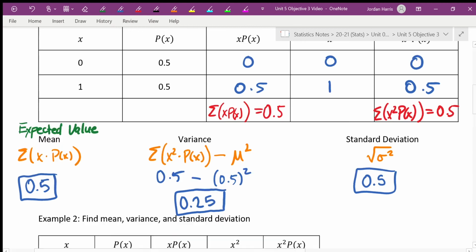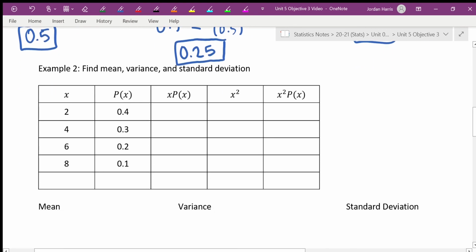Okay, so let's look at a little more exciting version of this, I guess. So we don't have just 2 options. Now we have 1, 2, 3, 4 options. So x is 2, 4, 6, or 8. P of x is 0.4, 0.3, 0.2, and 0.1. So as the x value gets bigger, the probability that it will occur gets smaller. Okay, and so we have to take that into account, right?